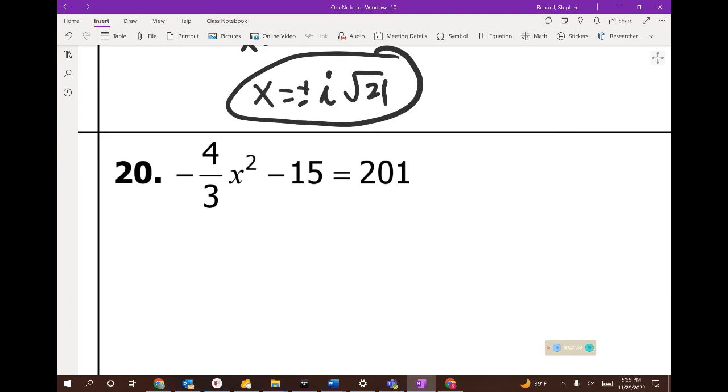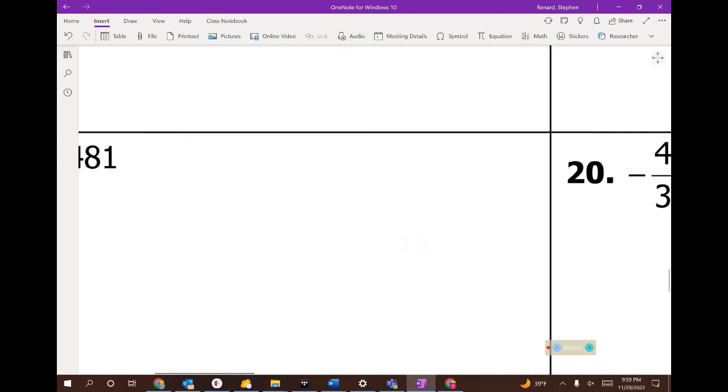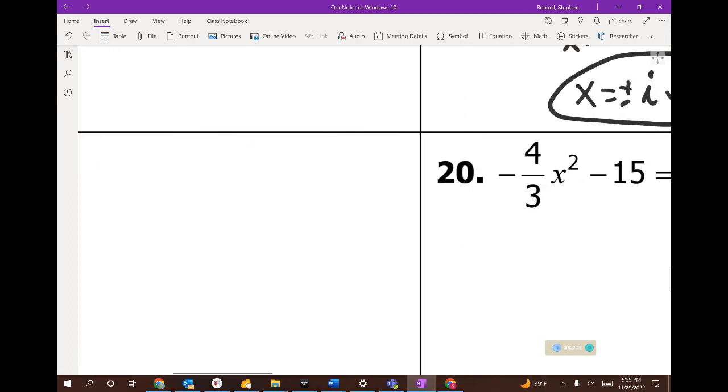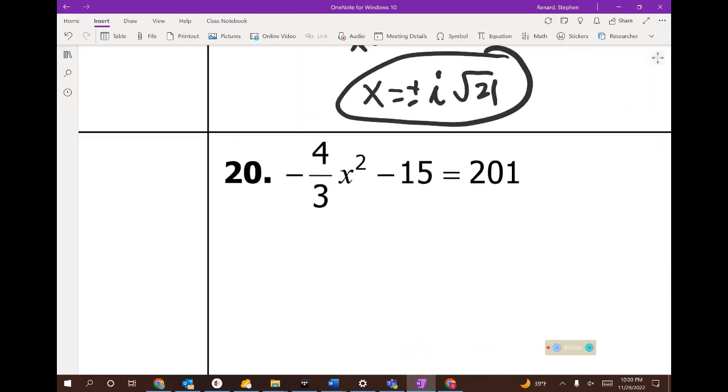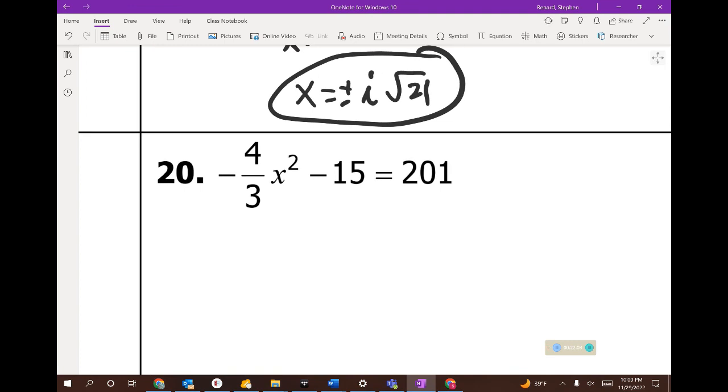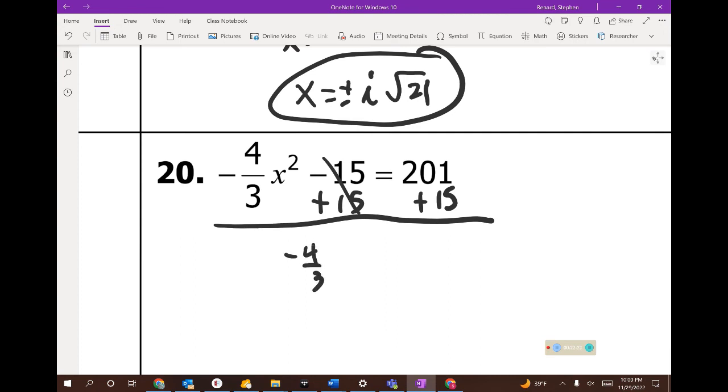And number 20, last one. Hopefully, again, you've been doing the odds as we've been doing the evens, taking your time, spreading it out. So let's solve for x squared. We're going to add 15 to both sides. That becomes a 0, so we end up with negative 4/3 times x squared equals 216.